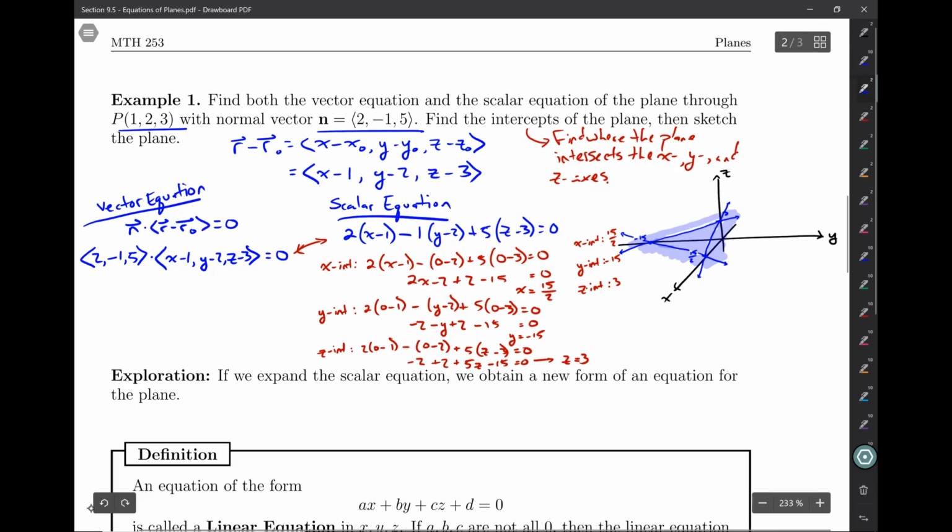So this is a way to actually write down a vector equation of a plane, a scalar equation of a plane, find the intercepts of that particular plane, and then sketch what the plane might look like.